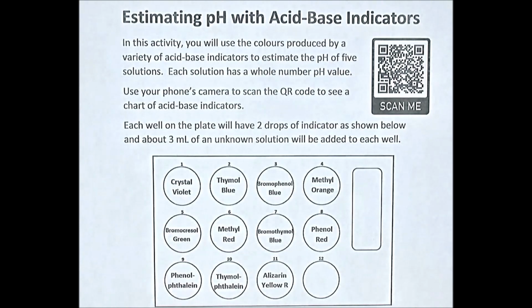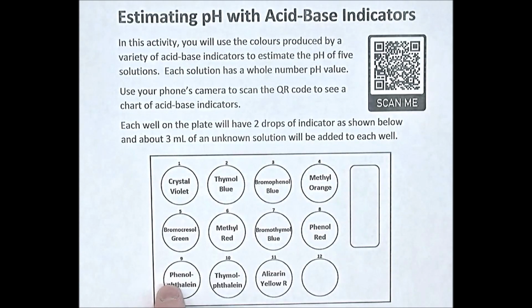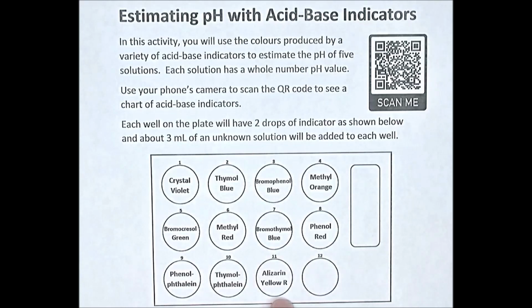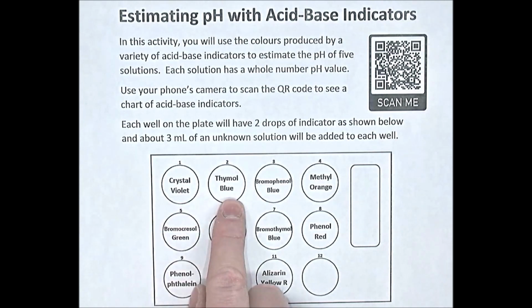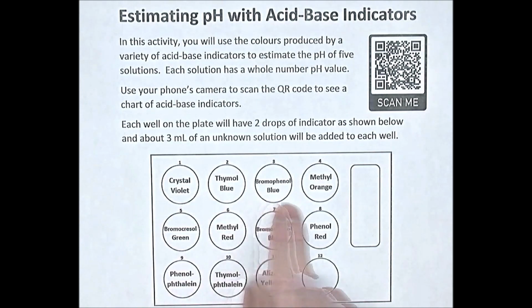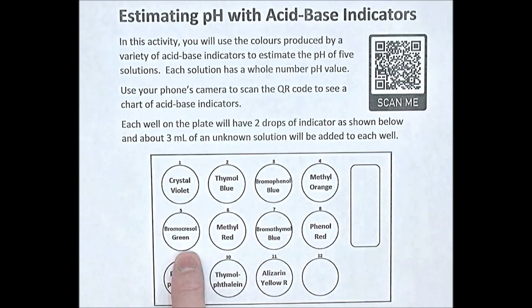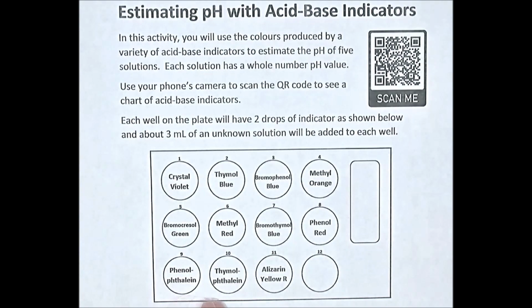All right, in this next part of the experiment, we're going to use those acid-base indicators to estimate pH of a solution. In this activity, I'm going to show you a well plate that looks like this with different acid-base indicators in each well. The indicators we're using today are crystal violet, thymol blue, bromophenol blue, methyl orange, bromocresol green, methyl red, bromothymol blue, phenol red, phenolphthalein, thymolphthalein, and alizarin yellow R, sometimes just called alizarin yellow.